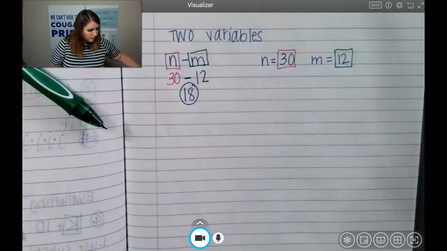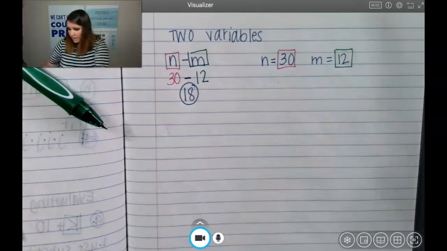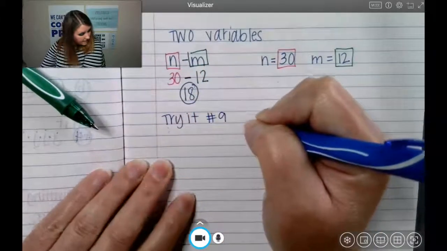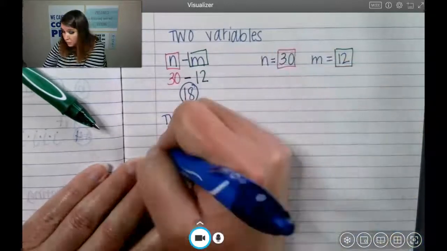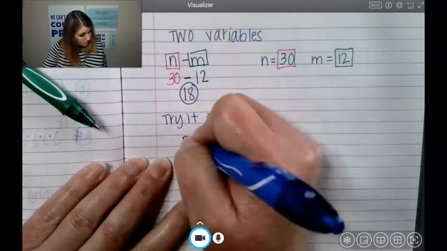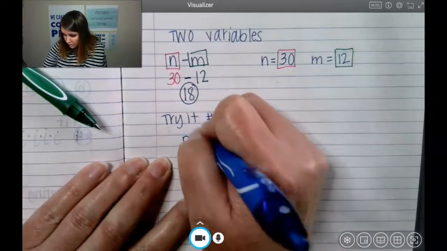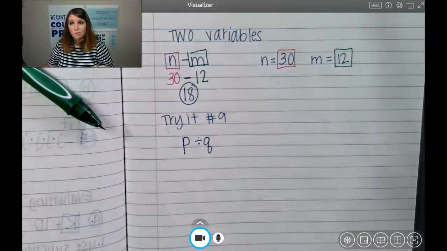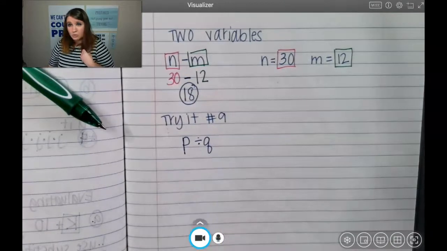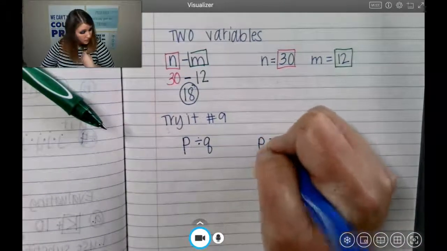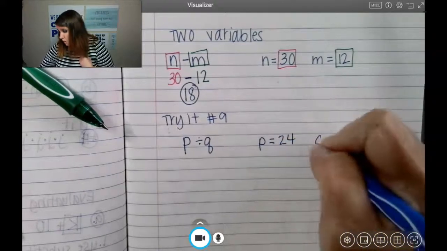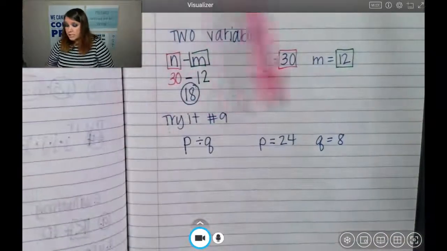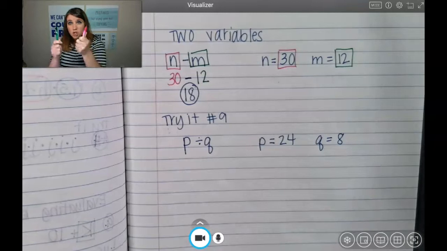All right, let's do number 9. Try it, number 9. It says, evaluate when P is divided by Q. Of course, they choose 2 letters that look the exact same. So P divided by Q, and P equals 24, Q equals 8. All right, first step, 2 letters, 2 colors.